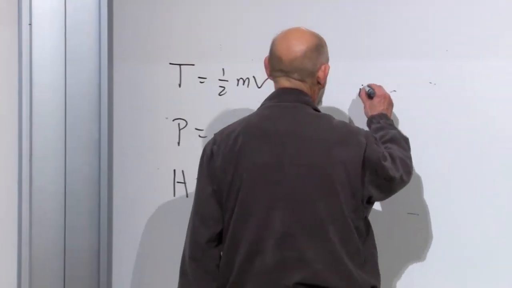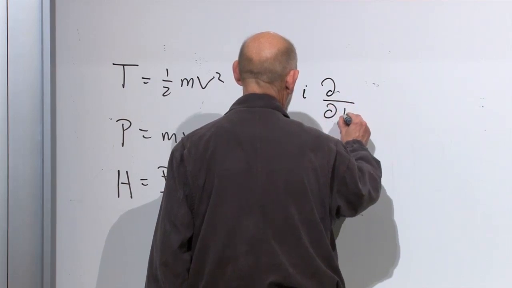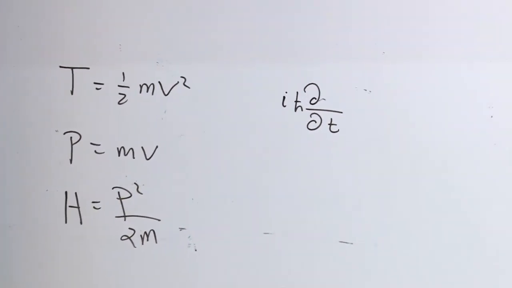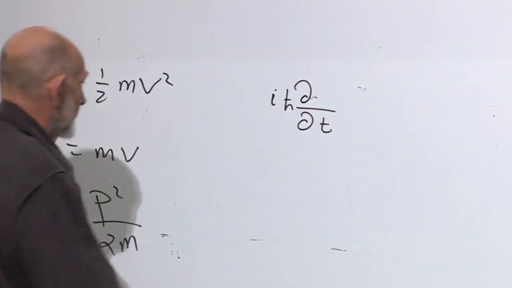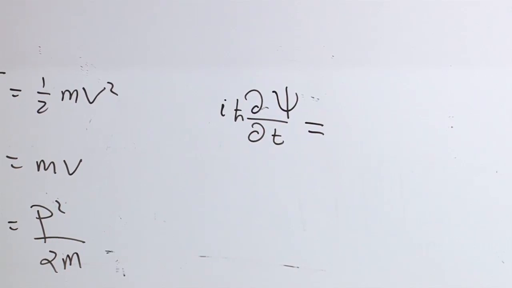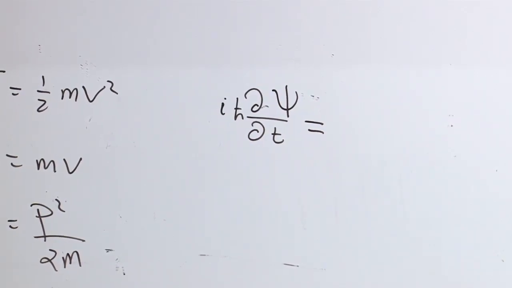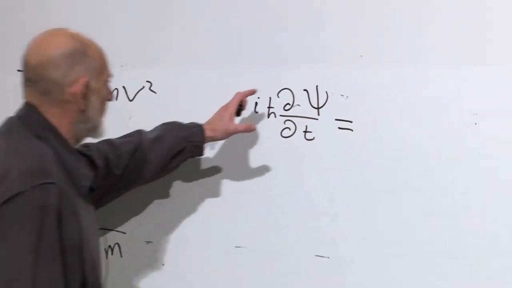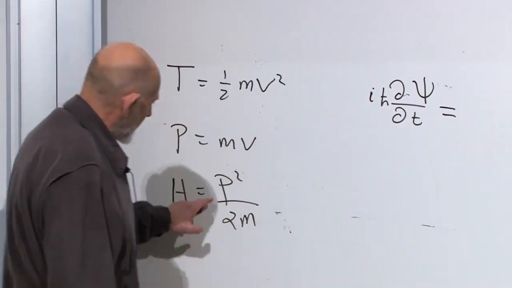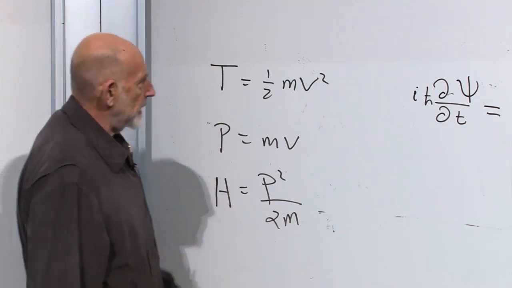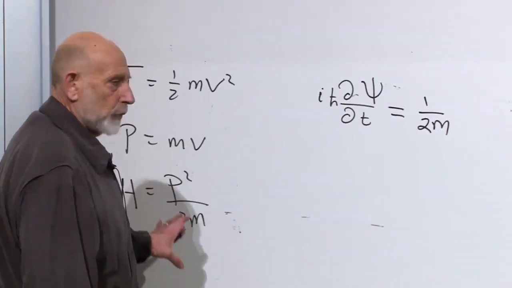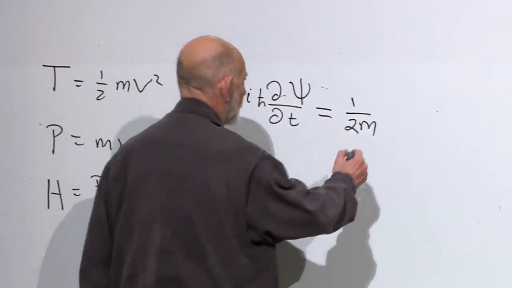H is also i d by dt. Now, let's put h bar in, just as Schrodinger would have done it, on psi. That's the left-hand side, thought of as an operator operating on psi. That's i h bar d by dt, and the right-hand side of the equation is just H acting on psi, but H is p squared over 2m. So let's write that. There's a 1 over 2m, and then what is p? Whatever p is, we have to square it, but let's write down what p is first.